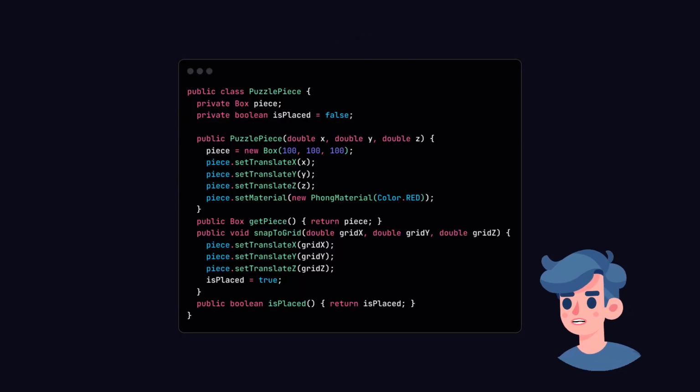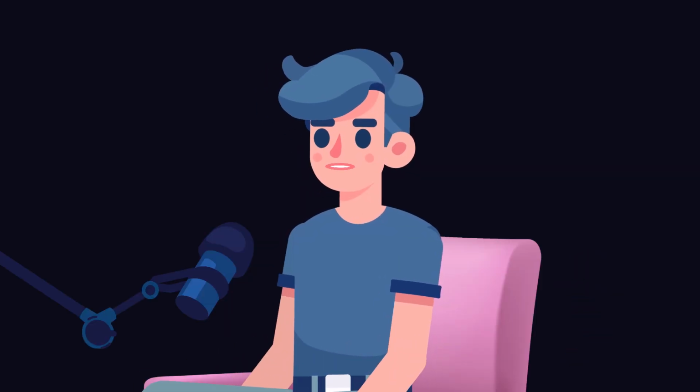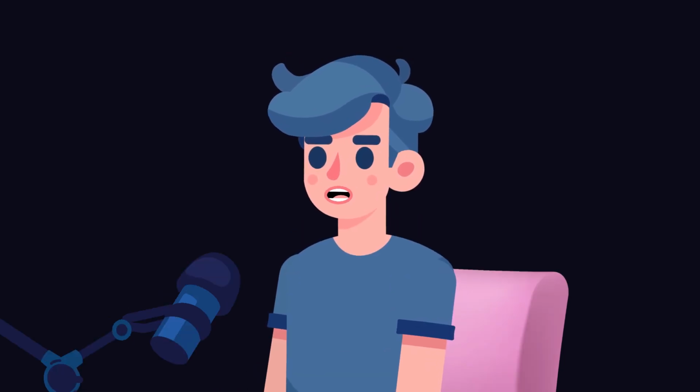Next, we need to implement puzzle mechanics. Let's introduce a grid where puzzle pieces can snap into place. In this puzzle piece class, we created methods to get the piece and snap the puzzle piece to the grid. This will help in managing the placement of puzzle pieces easily.